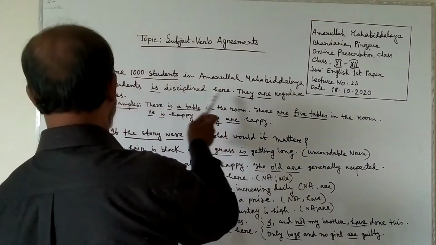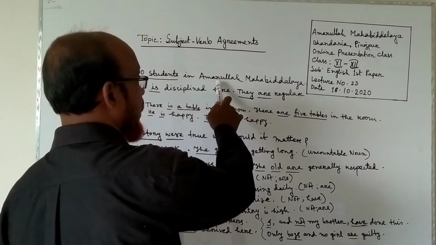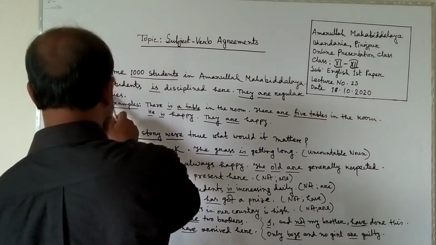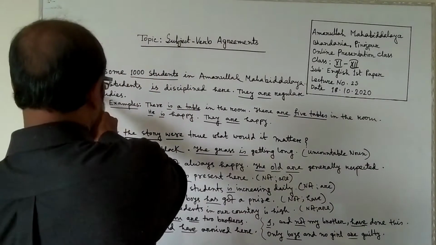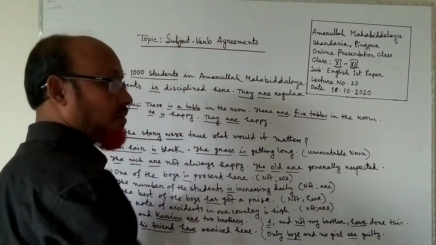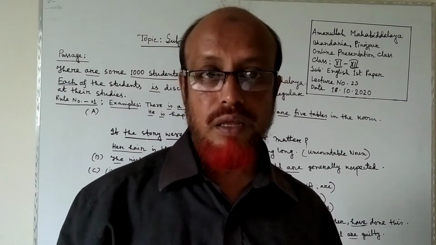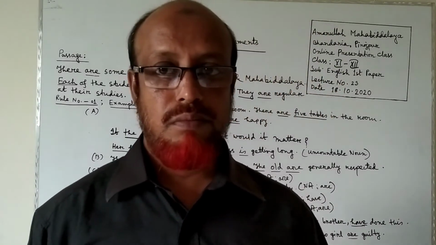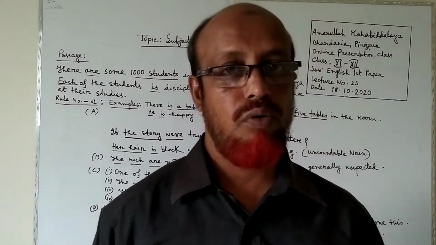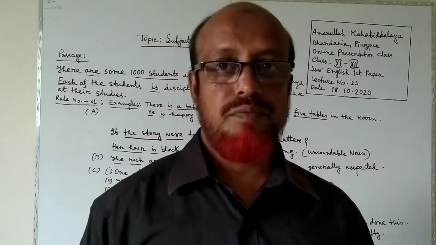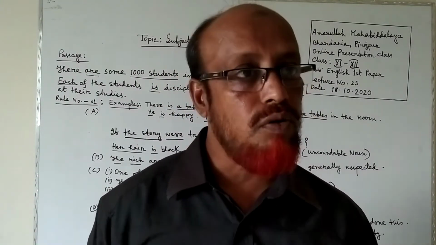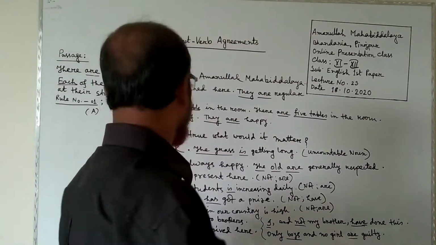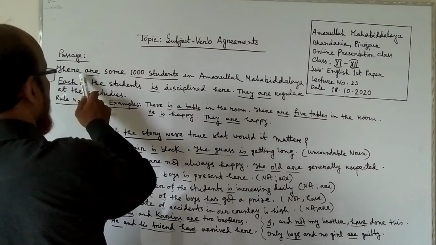If we analyze the sentences: "There are some 1000 students in Amanullah Mahavidyalaya" is the first one. "Each of the students is disciplined here" is the second sentence, and "They are regular at their studies" is the third. In the second sentence, we used a singular verb with a singular subject, because every verb must agree with its subject. Dear students, if the subject is singular, the verb will be singular. If the subject is plural, the verb will be plural.